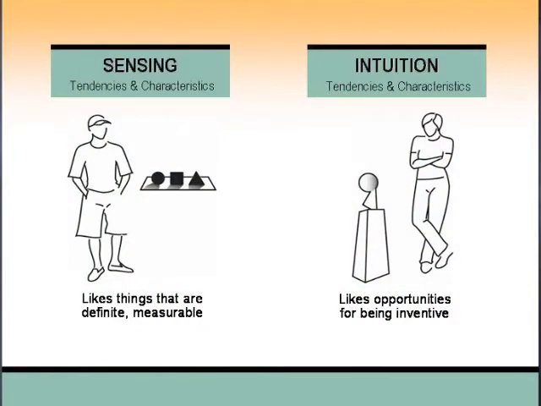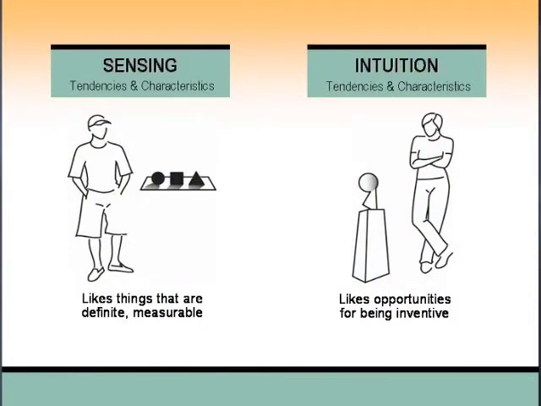So if you're a scientist who likes to watch plants grow, if you're an agronomist, for example, and you measure, say, a new chemical treatment on a plot of grass or wheat, and you measure those things, you may be a sensing type because you're using those 5 senses to observe what's going on and measure those things. Intuitives, they like to be inventive.